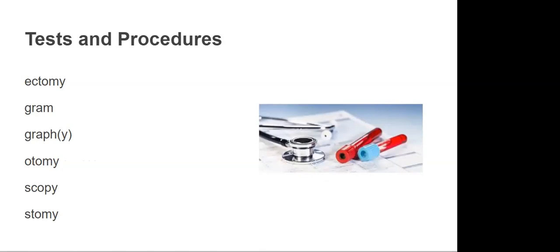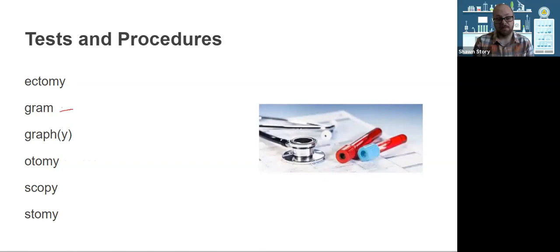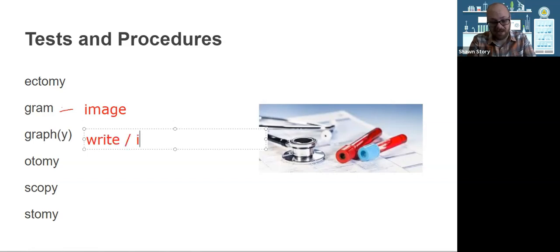Gram is an image. Yes, gram, we're going to take an image. Same thing with graph, right? Graph means to put it on paper, to either write or have an image. A graph. Like an electrocardiograph, electrocardiogram.